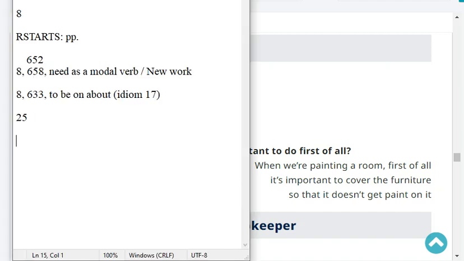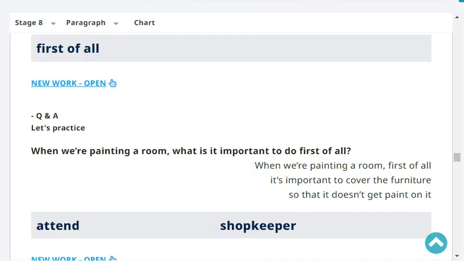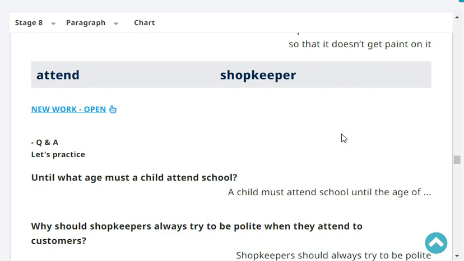When we're painting a room, first of all it's important to cover the furniture so that it doesn't get paint on it. Very good. Okay, next. Until what age must a child attend school?